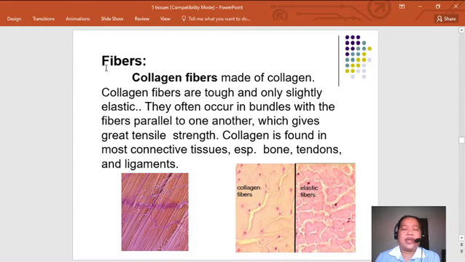Fibers. So we have several types of fibers. We have there the collagen fiber, made of collagen.